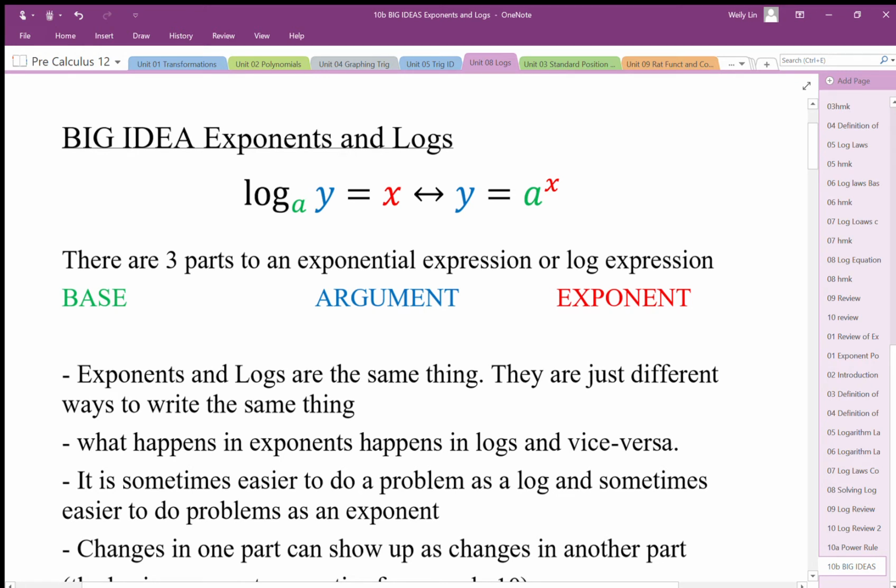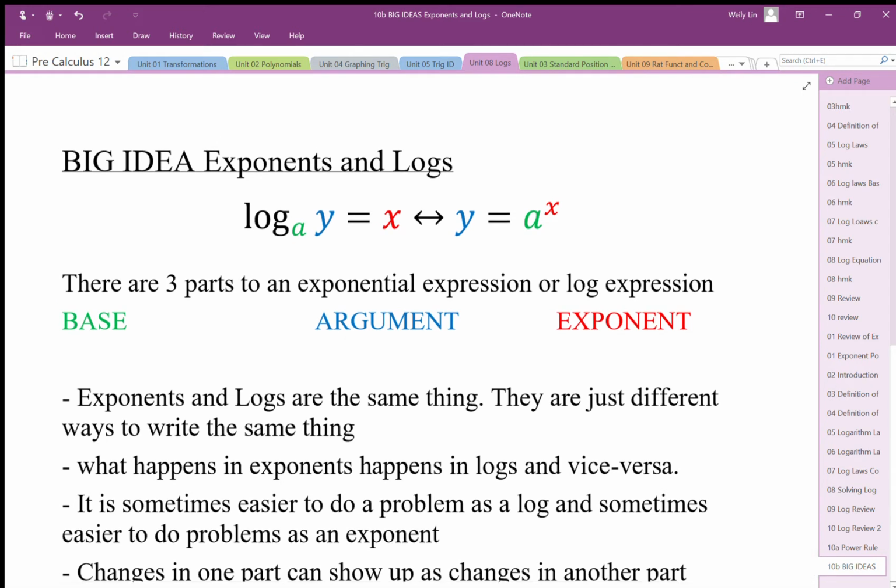So looking at the big ideas in logs and exponents, the idea is just make sure that you understand how the base and the base are related, how the argument and the answer here to the exponent are related, and the log equals the exponent, right? There's our x. And there's three parts to this. Whether it's in log form or exponent form, there's three parts: a base, argument, exponent. And how are those things related in their context?